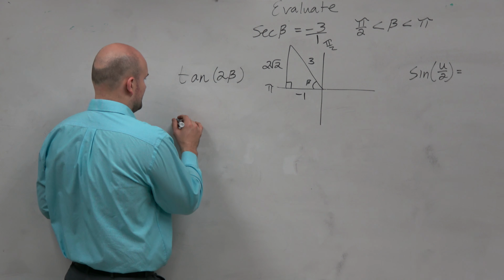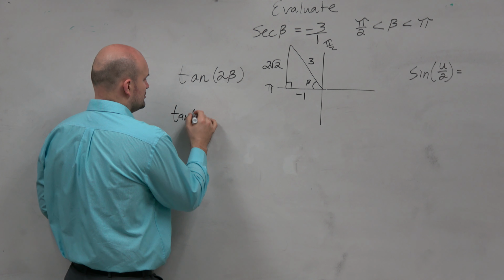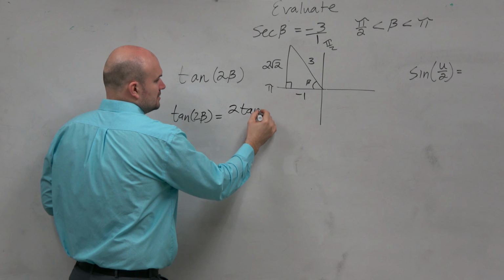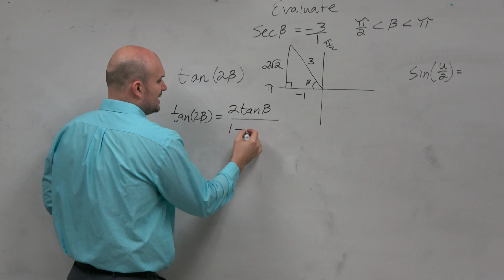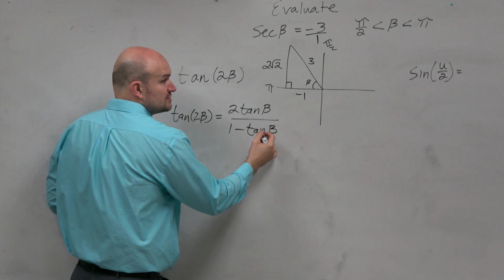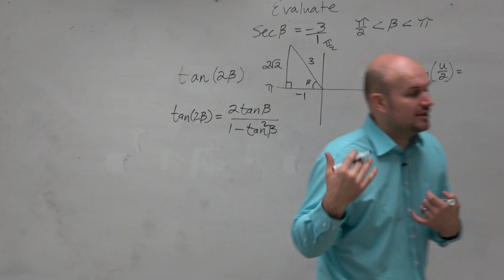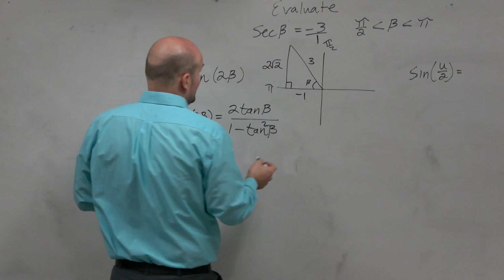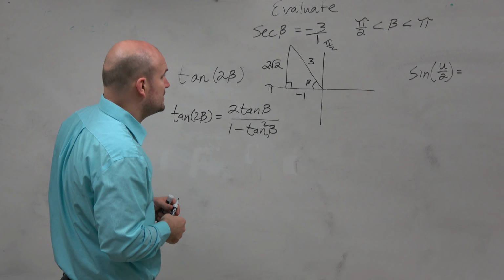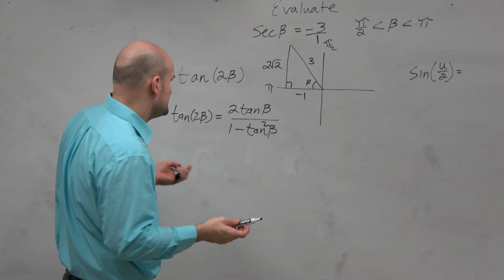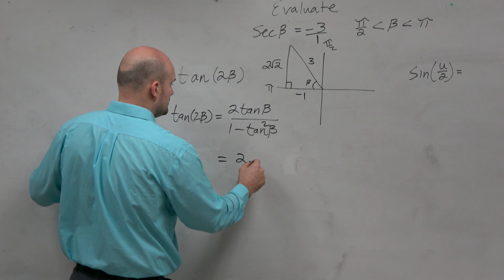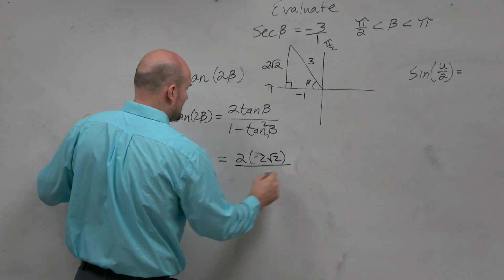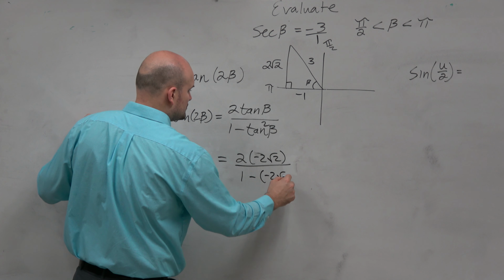So let's do, what is the formula for tangent of 2 beta? Well, just from there, it's 2 tangent of beta divided by 1 minus tangent of beta squared. Well, now that we have a triangle created, can we figure out what tangent of beta is? Yeah, we can plug it in. Tangent is 2 square root of 2 over -1, which is really just -2 square root of 2, right? So we can write this in as 2 times a -2 square root of 2 divided by 1 minus -2 square root of 2 squared.